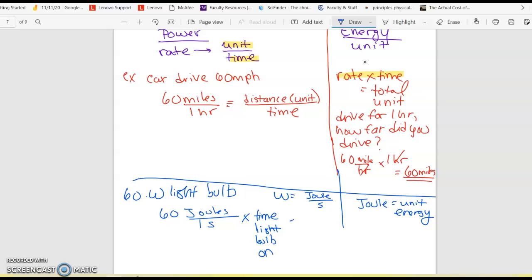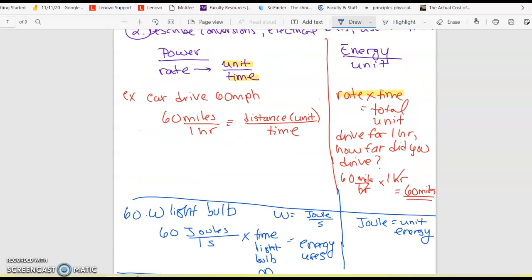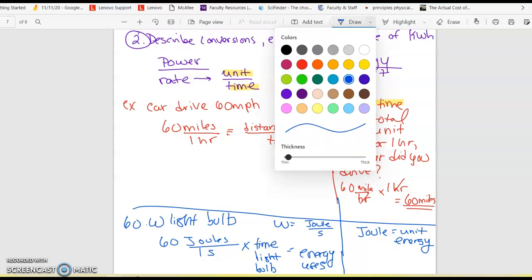And if we multiply it by time, then we will find out how much energy was used. So this brings me to kilowatt hour. I made jokes about how annoying that unit is. It just kind of stuck because it became a useful number to use.